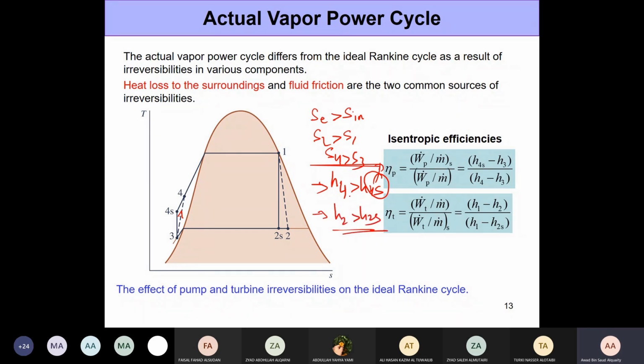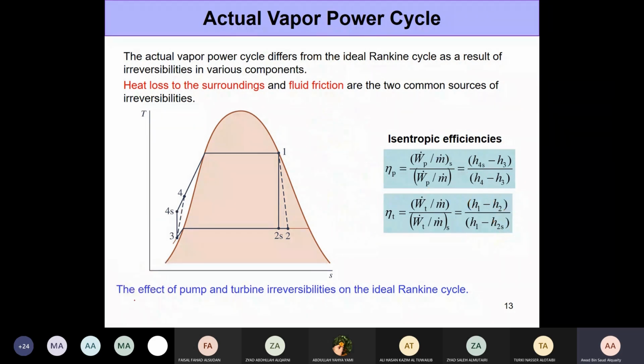Now, when these enthalpies are greater, they're going to play a role in the work input required. So when H4 is greater than H4S, the difference between H4 and H3 is going to be higher. So the actual work input would be greater. That's why we keep it in the bottom for a pump. Now, when we talk about the turbine, we said S2 is greater than S2S, right? H1 is sort of fixed. So if the H2 value is higher, then this difference would be smaller. So again, we keep the actual work at the top because it's a smaller value. The work output is a larger value in the ideal case. That's why we keep it at the bottom.